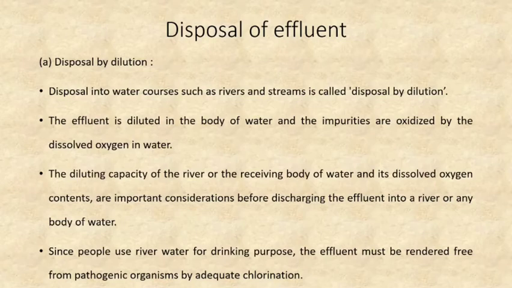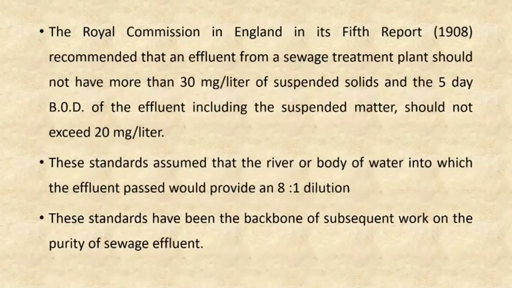Since people use river water for drinking purposes, the effluent must be rendered free from pathogenic organisms by adequate chlorination. So before disposing into water sources like rivers, where people are used to drinking that water, the effluent should be cleared or purified by the process of chlorination, and after that it should be disposed of.